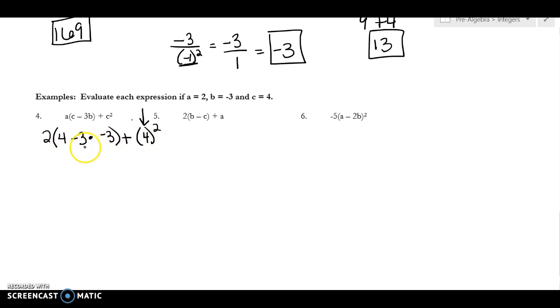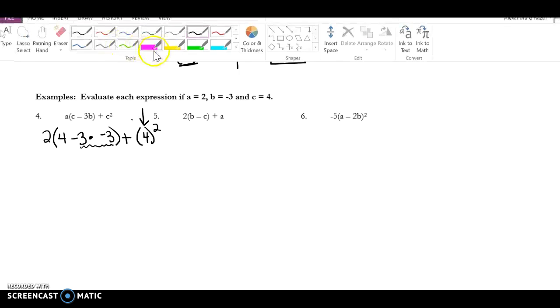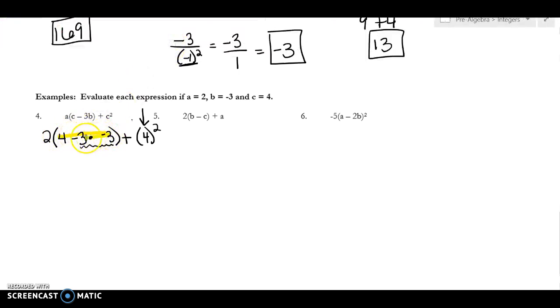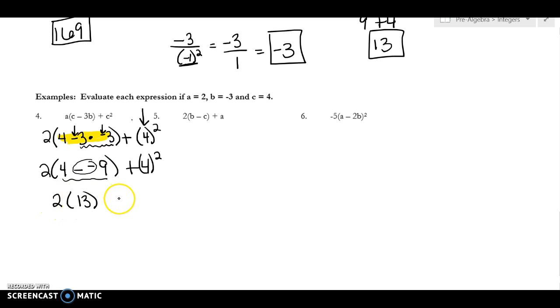So now I have to do multiplication first. Oh, no, because I have to do inside parentheses. I got to take care of this parentheses first. I have to take care of this. And so I have to multiply first. So I bring down the 2, the 4. 3 times 3 is 9, but you see I have 2 negatives. So I bring those down. Okay, now I have this. I still have inside the parentheses, so I have to take care of this. So I get 2 times 13.